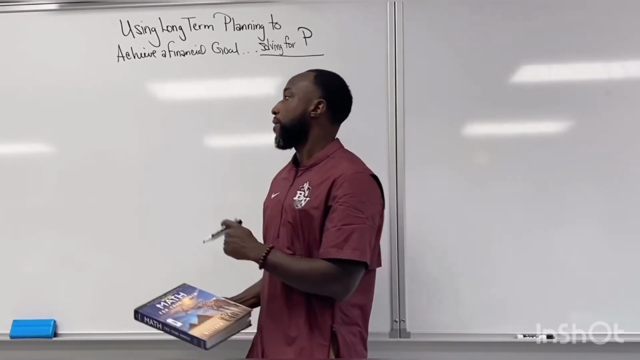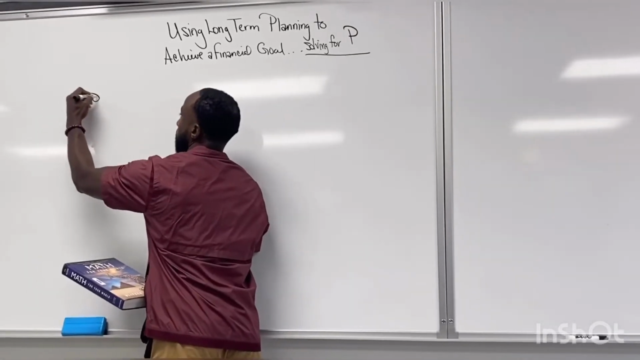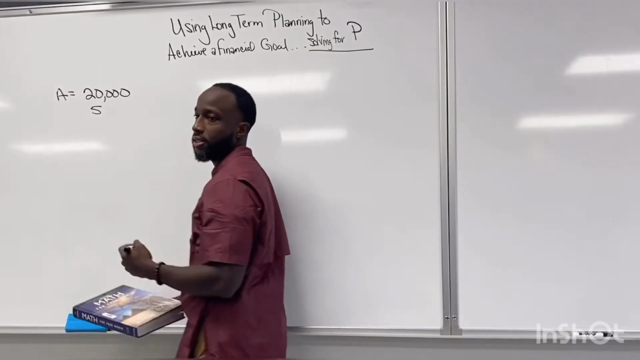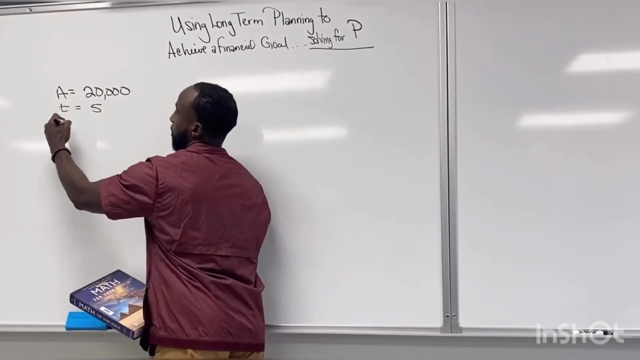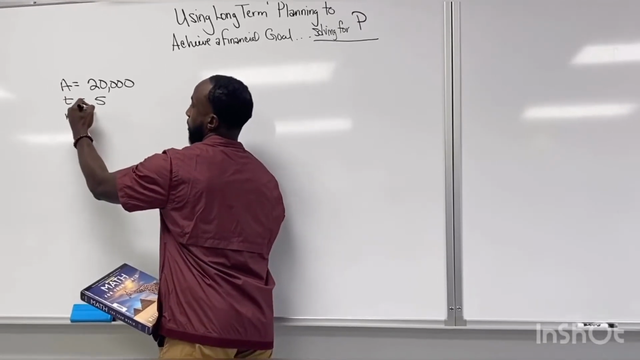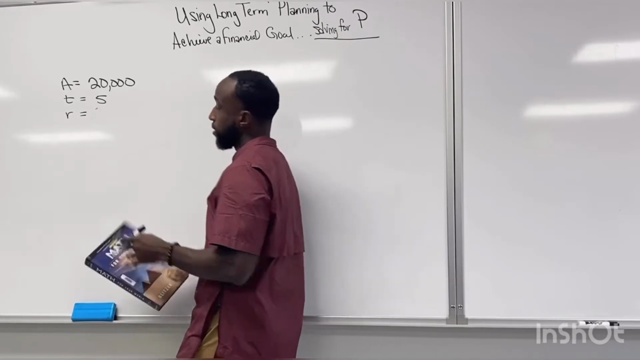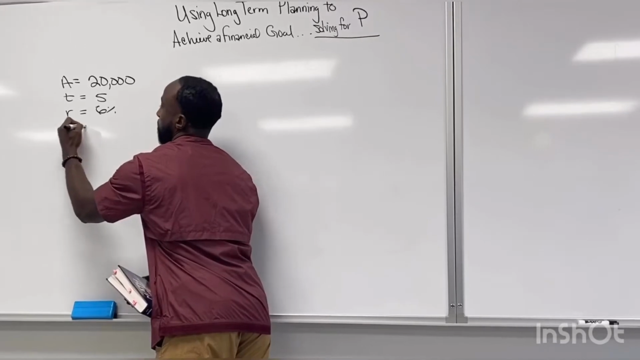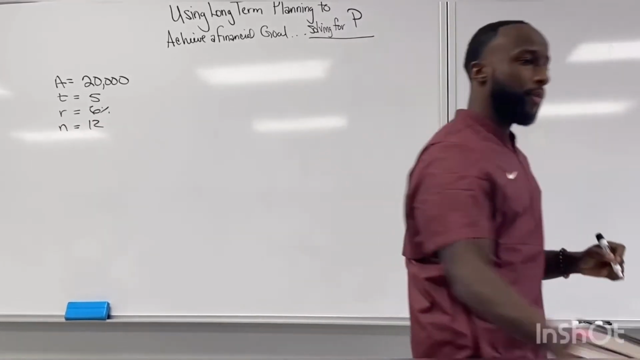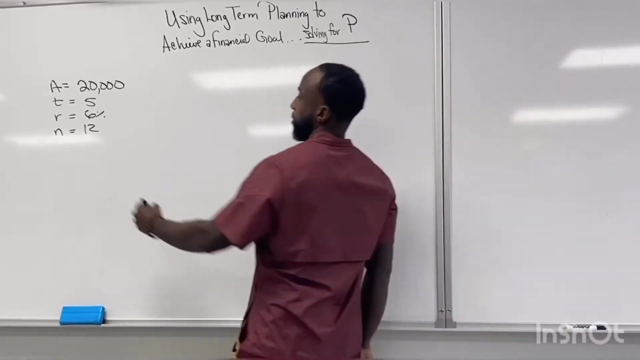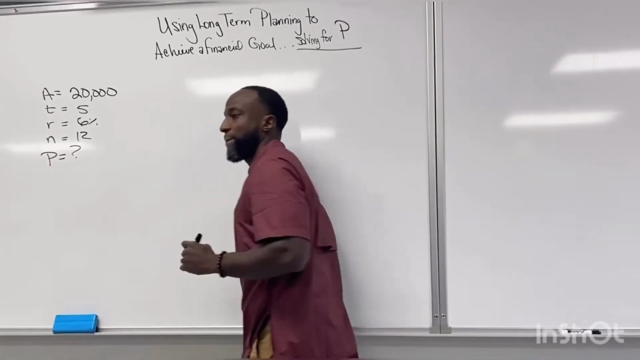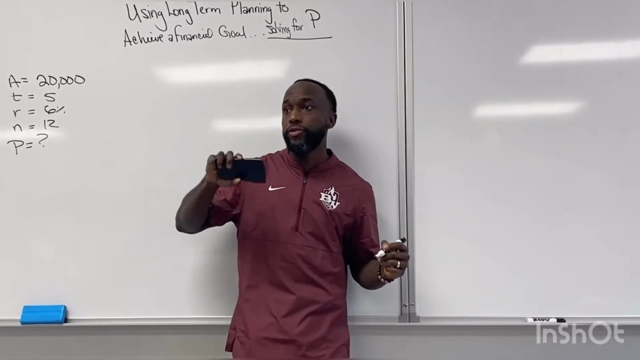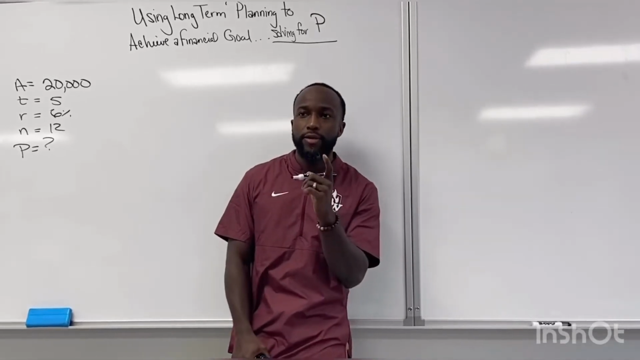So basically, our goal is $20,000 after 5 years. That's A. We want to make $20,000 after 5 years in an annuity that gives you 6%, after we make payments monthly. We're trying to find P. What is P? How much money do I need to deposit every month for 5 years in order to accomplish the goal of $20,000? That means you have to use a new formula.